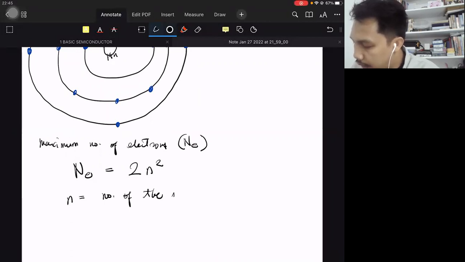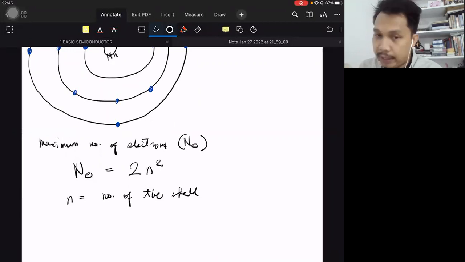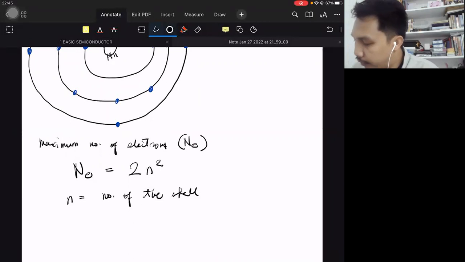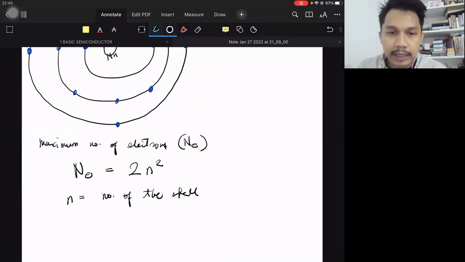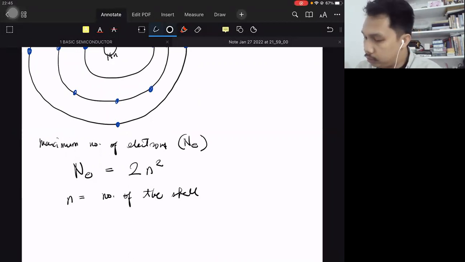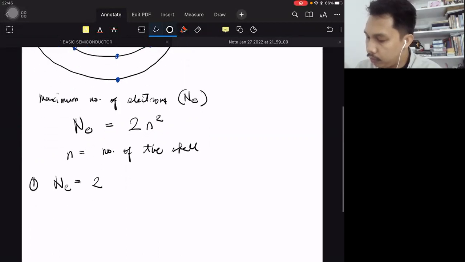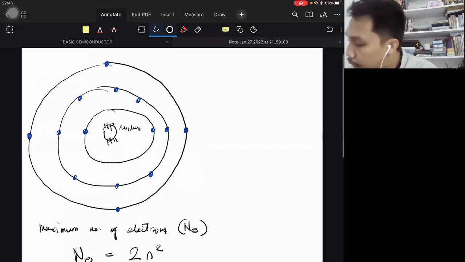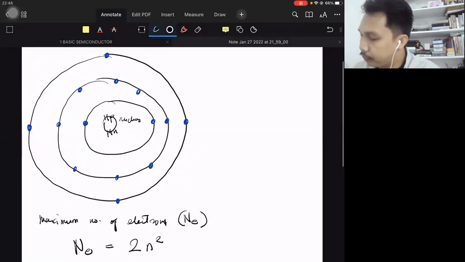So using this formula, we could calculate the maximum number of electrons in the first shell, the second shell, the third shell, and so on and so forth. So for the first shell, let's say for example, Ne is equal to 2, as also illustrated by our figure.